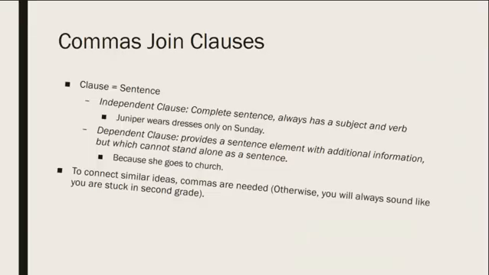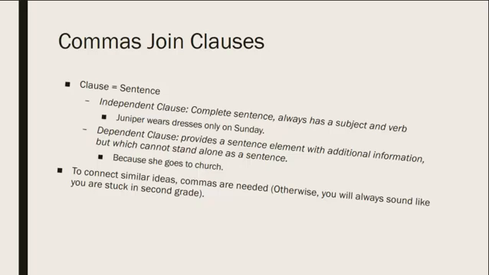We said a clause is a sentence. So we have 2 types of sentences that we use. We have an independent clause, which is a complete sentence. So we have a subject and a verb. In the example that we have here, it's Juniper wears. A dependent clause is a sentence element. So it's not complete, but it's part of a sentence. There's some additional information there, but it can't stand alone.